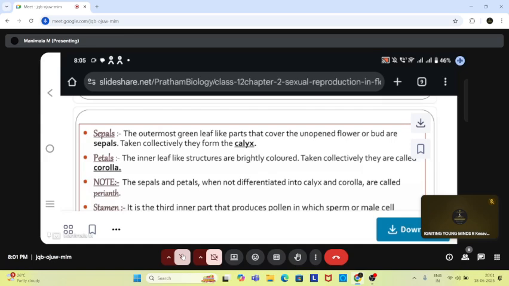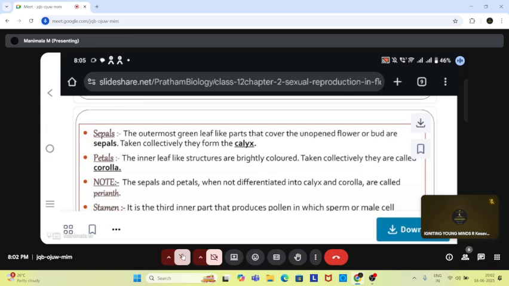The main function of the calyx is to protect the flower in the bud condition. And the next one is petals. Petals are generally very attractive and bright in color. They are also called corolla.